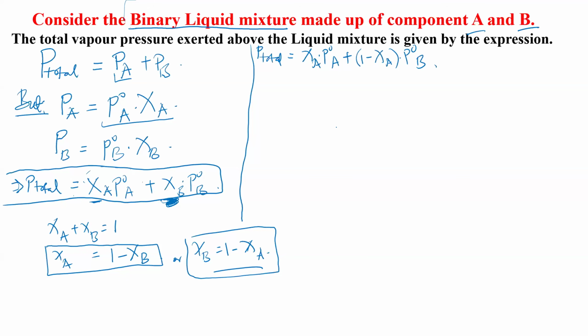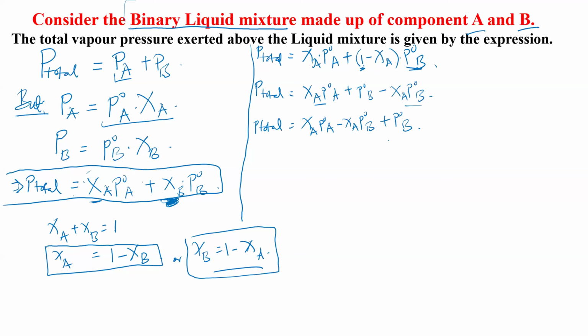Yes, so if we open brackets there, what do we remain with? Our P total will equal XA P naught A plus P naught B minus, are you seeing this? We multiply with the 1. Then when we open brackets, it becomes minus the mole fraction of A times P naught B. Yes. So if you collect these together, it will be the mole fraction of A times P naught A minus the mole fraction of A times P naught B, plus P naught B. Is that clear? Yes.